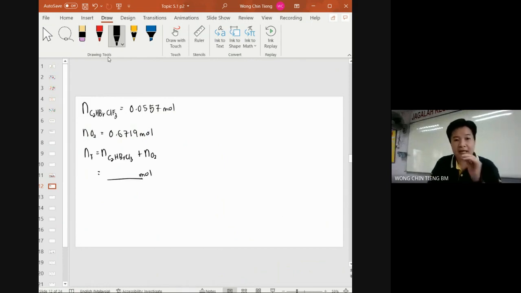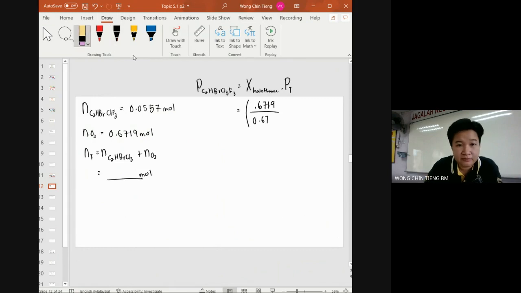The next thing I calculated just now is the partial pressure straight away. So the partial pressure of your C2HBrClF3, the halogen compound, is its mole fraction times the total pressure. We talked about that just now. So you have your number of moles, the way I used it, 0.6719. I want to show you both ways, which is 0.0577 plus, okay, 1.068 atm.